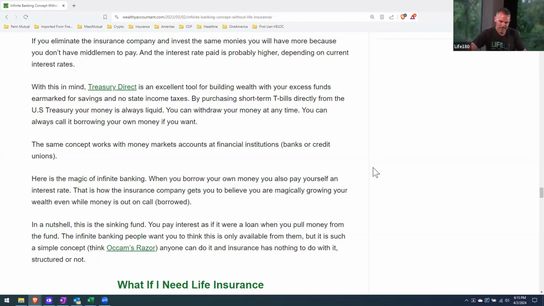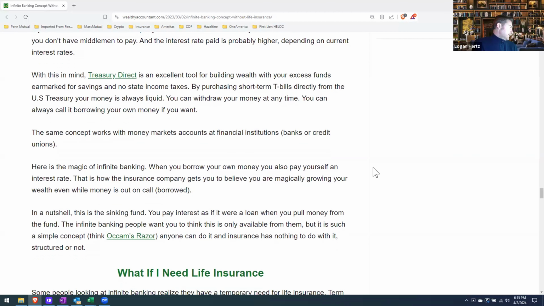In a nutshell, this is the sinking. You pay interest as if it were a loan when you pull money from the fund.